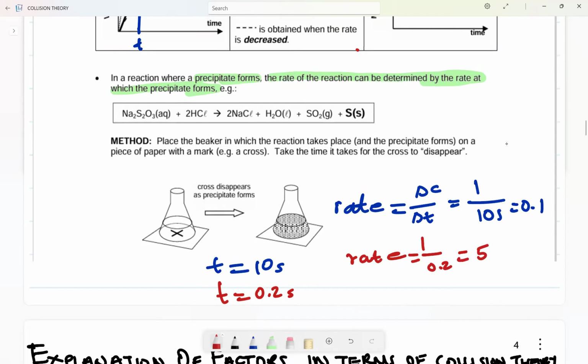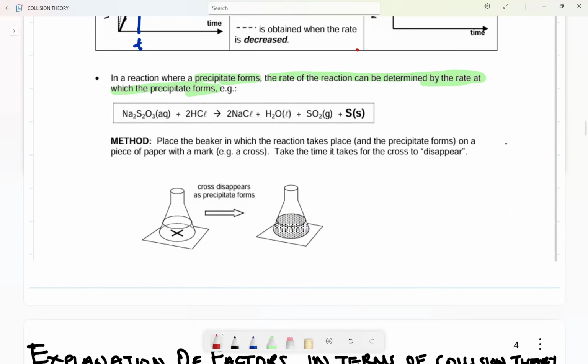Now what we can do ourselves a favor is maybe drawing the graphs. Okay, now let me do this. The graph for time.